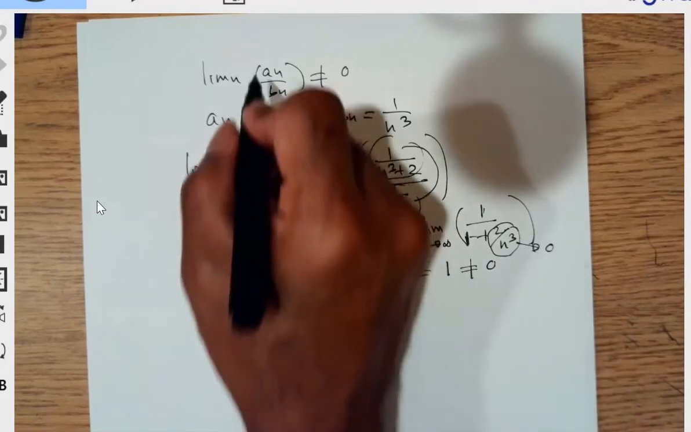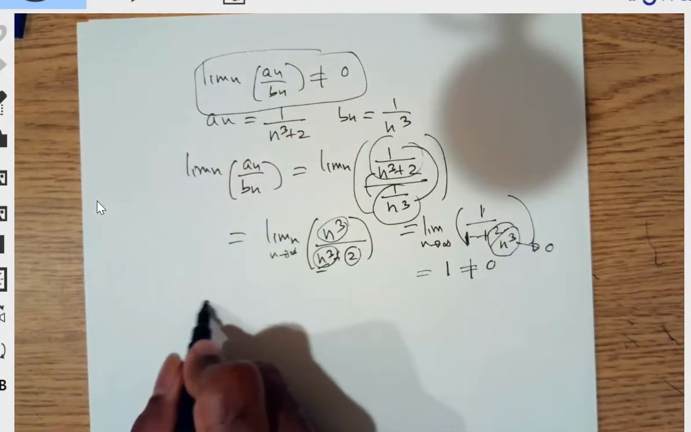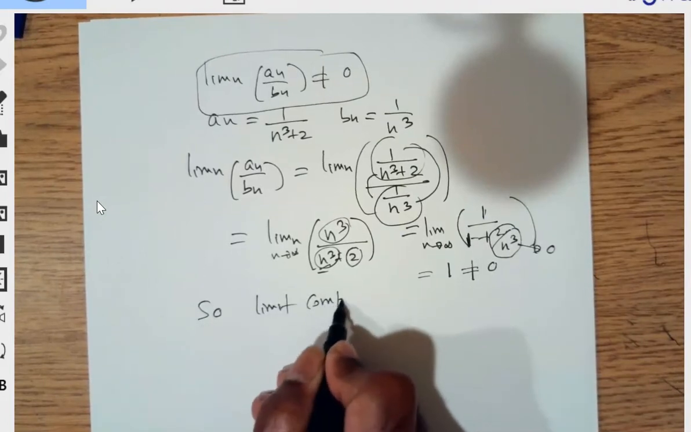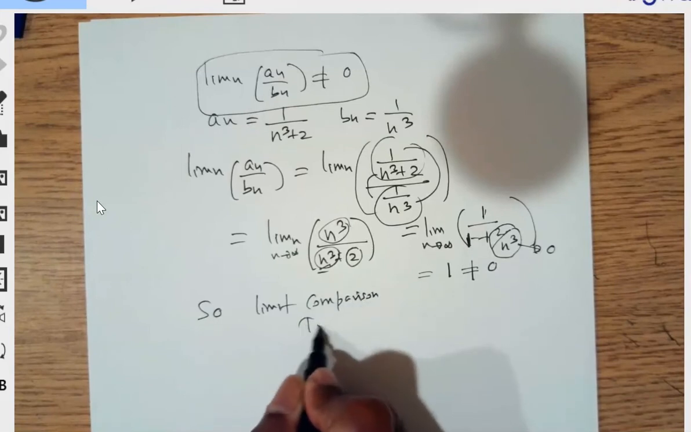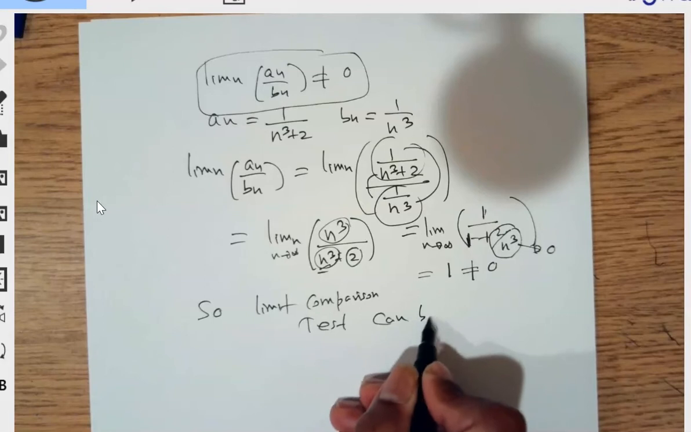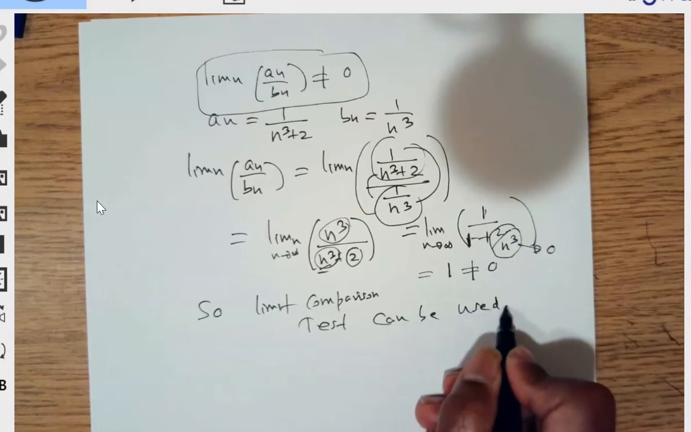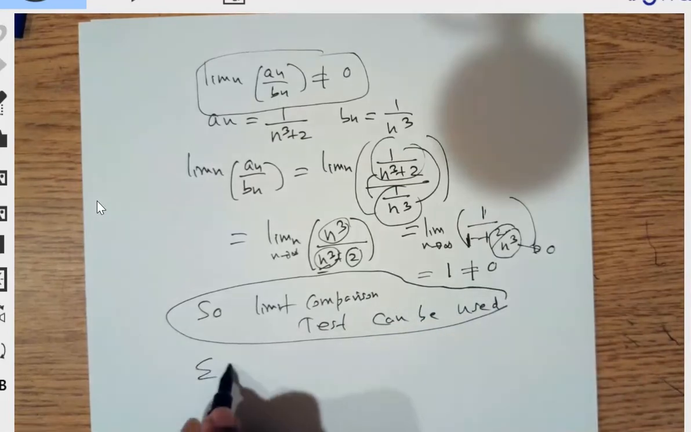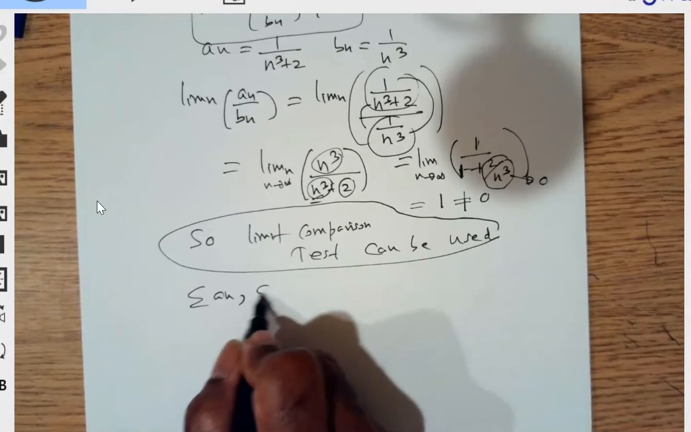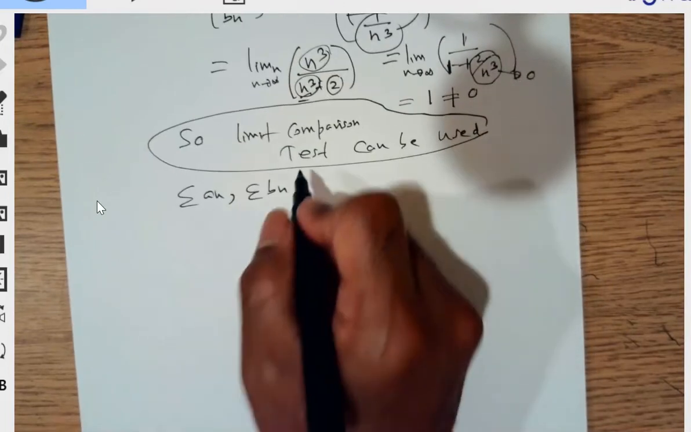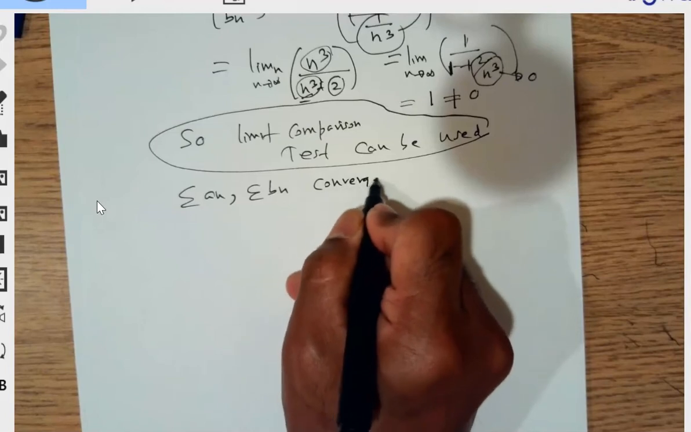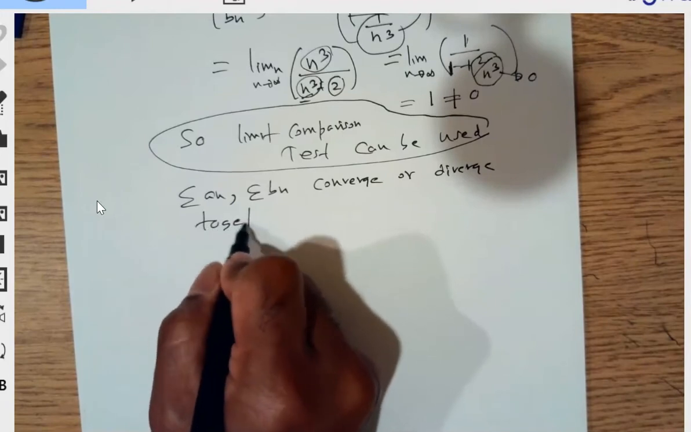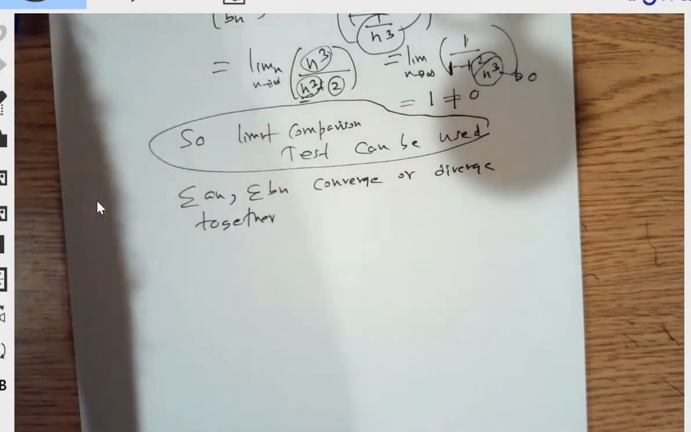So what this says is that the limit of an over bn is not equal to 0. So all it says is that the limit comparison test is valid for this situation. The test can be used. And now that we know that it can be used, we know that sigma an and sigma bn will converge or diverge together, because that is what the limit comparison test says.